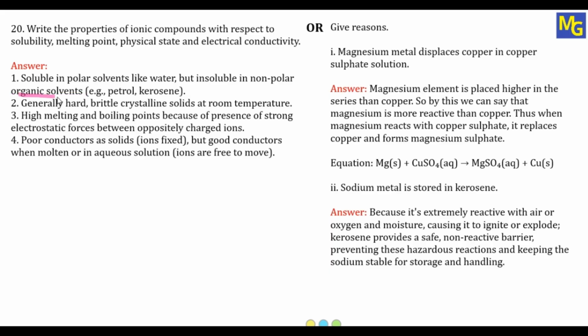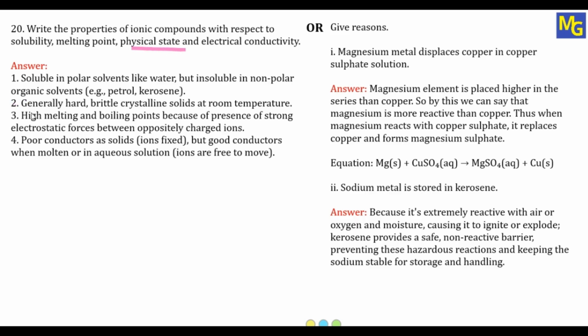These organic solvents will not separate the compound into positive and negative ions, and therefore these ionic compounds will not dissolve in petrol or kerosene. So this was about solubility. Second, we will see about its melting point. Sorry, we are going to see now about the physical state first.